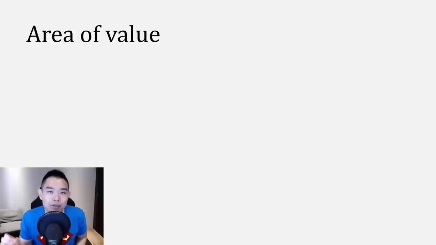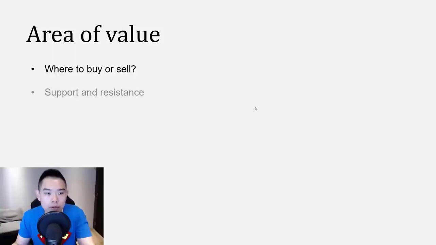Okay, the second part of the formula is this area of value. This one is to answer the question, where do you buy or sell? Where exactly on the chart do you buy or sell? And to answer this question, you can use a very powerful technique or concept called support and resistance. So let me explain what this means.